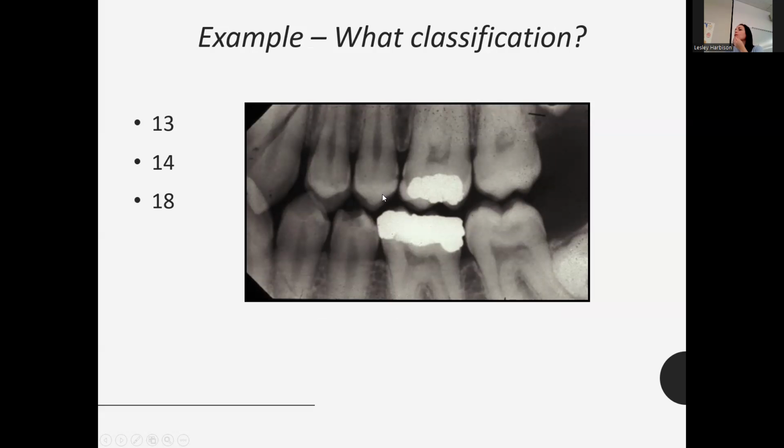So what about tooth number 13? Class 3, yeah, because it's broken through the enamel. So we see a break in the enamel, and then you can see some shadowing into the dentin. What about tooth number 14? Yeah, it could be a 4. It seems to me like it's less than halfway to the pulp, so I might still say advanced. But who knows really if you saw it on a better image. And then how about 18? Oh, that's occlusal. Yeah, good.